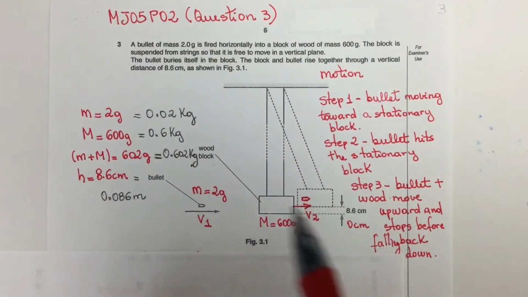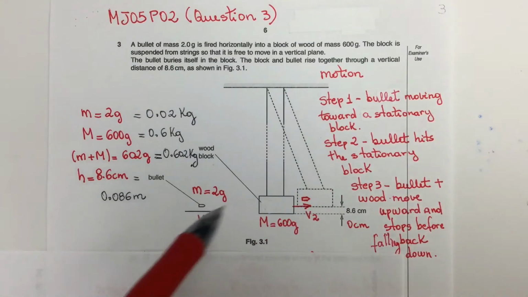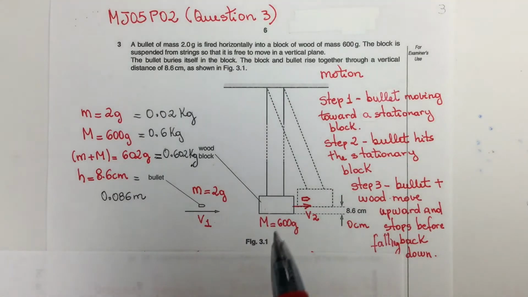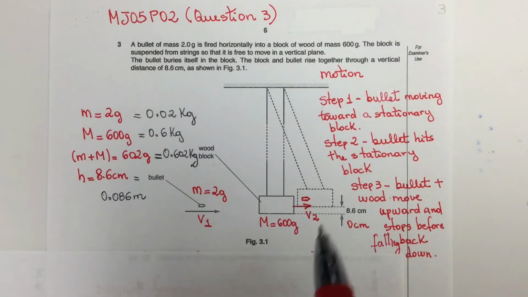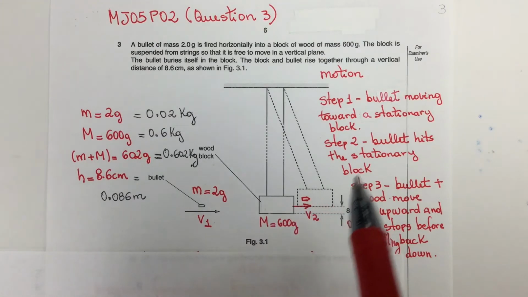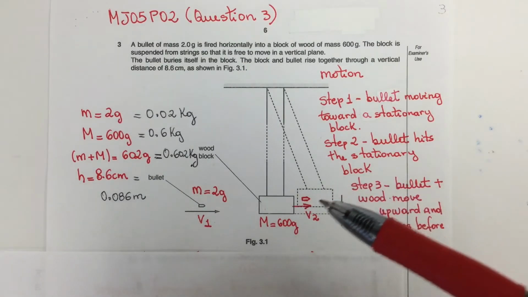To analyze this motion, let's divide it into 3 steps. Step 1, the bullet is moving toward a stationary block. Step 2, the bullet hits the stationary block. And step 3, the bullet and the wood move upward and stop before falling back down.